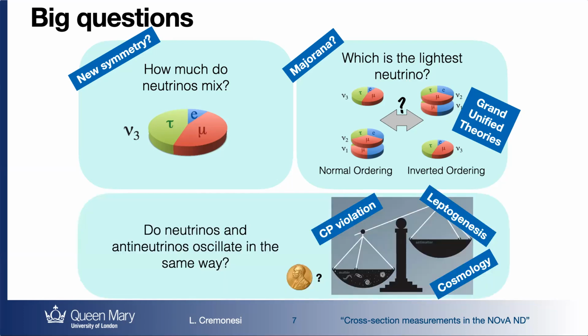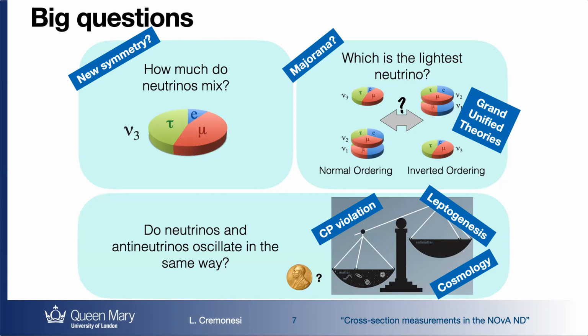And then finally, with neutrino oscillations, you can also check if neutrinos and antineutrinos oscillate in the same way. And finding differences there will be another Nobel Prize worthy discovery. I can't promise you a Nobel Prize, but I think it will be a Nobel Prize worthy discovery, because if we find differences in the neutrino and antineutrino oscillations, then we can link that to the matter-antimatter asymmetry in the universe.